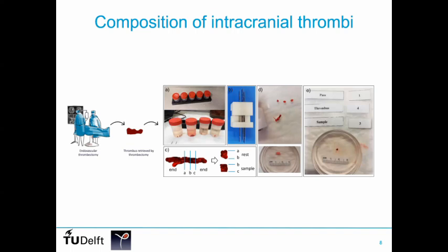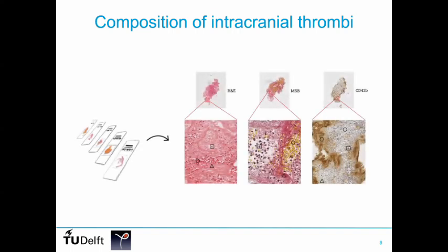Staining-wise, we've seen quite a lot of histology. The standard histology that we do is H&E, the MSB, and the CD42. Especially the MSB is a very important one because it provides quite a lot of contrast, and the CD42 we add because we want to have a separate staining for platelets.